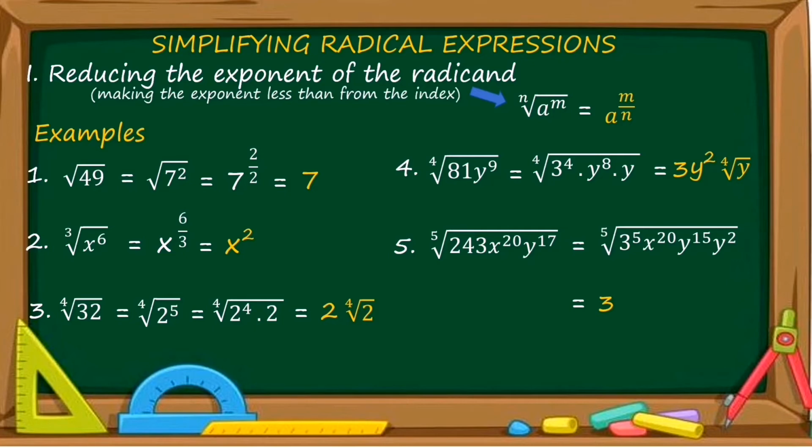Then x, as the exponent of 20 divided by the index, that is 4. So that is x raised to 4. Then y raised to 15 has the exponent of 15 divided by the index 5, which will give us y raised to 3. Then the other y, which has the exponent of 2, will remain inside the radical expression. That is the fifth root of y raised to 2.